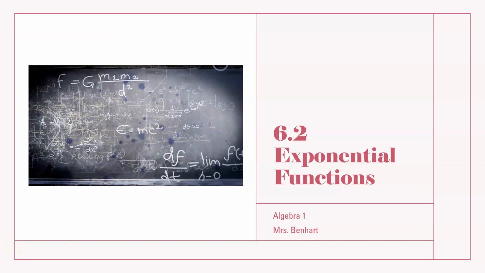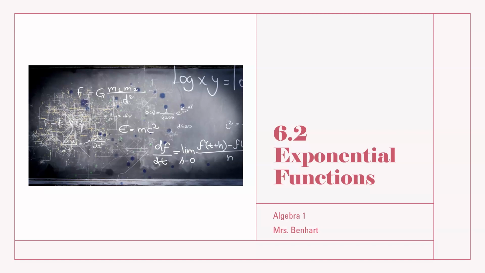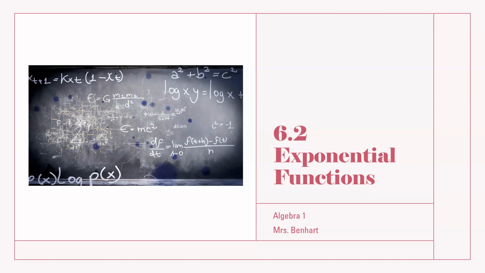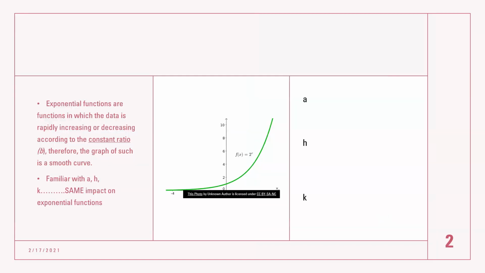All right, this is unit 6.2, exponential functions. So exponential functions are functions in which data is rapidly increasing or decreasing according to a constant ratio, which you'll see in your equation as b.